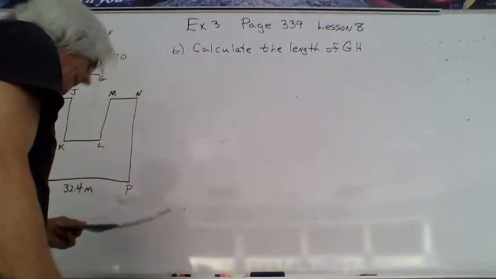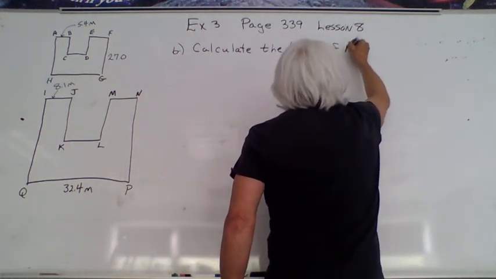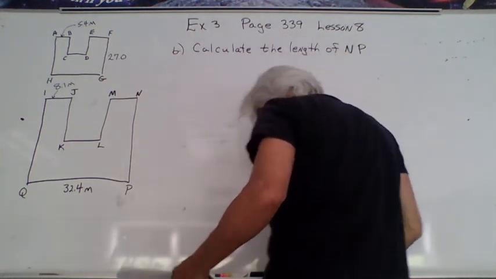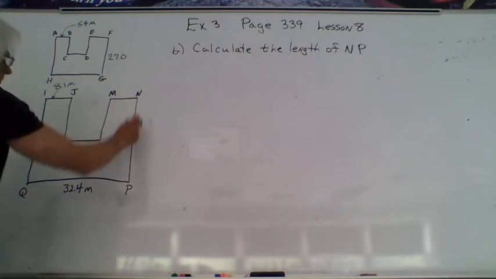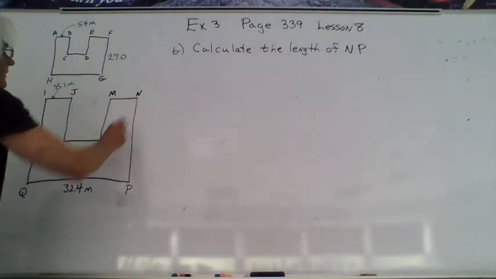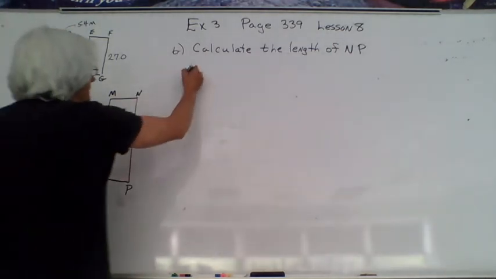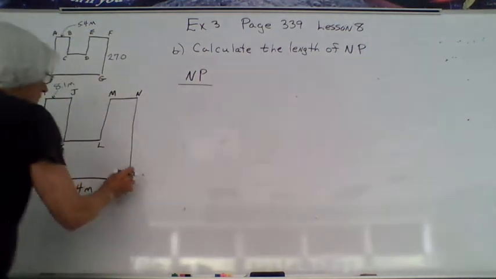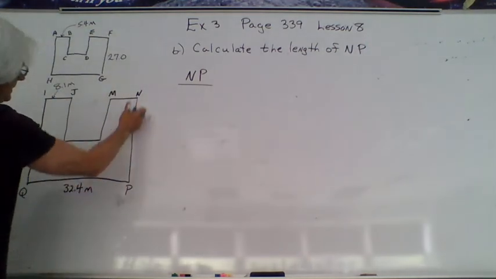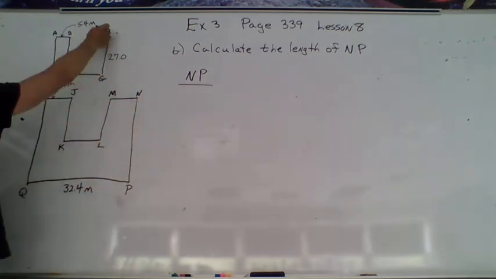is: calculate the length of NP. Where's NP? Oh, right here. So I've got to set the equation up. I take the NP that I'm looking for and put it on the top. I look for the corresponding side in my other drawing. So this side is 27.